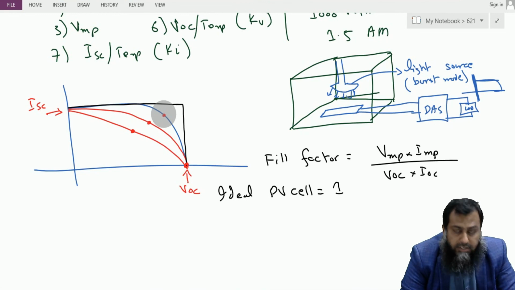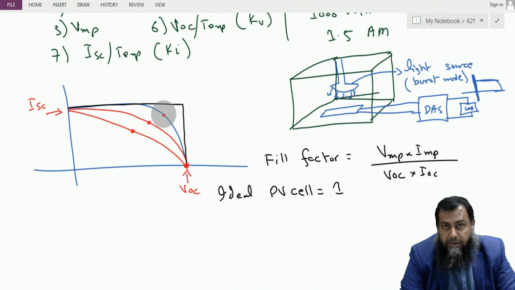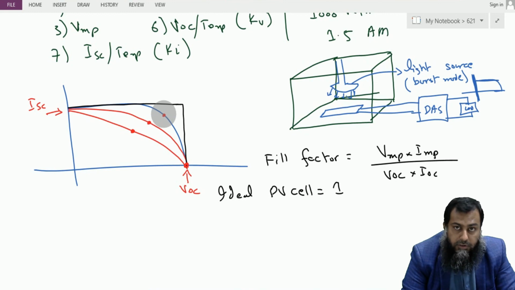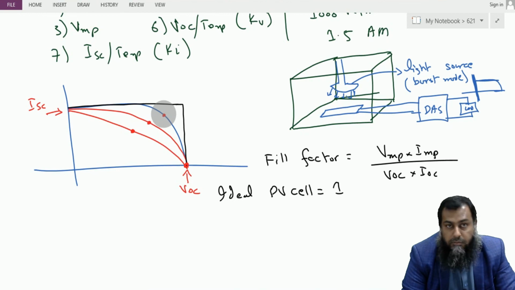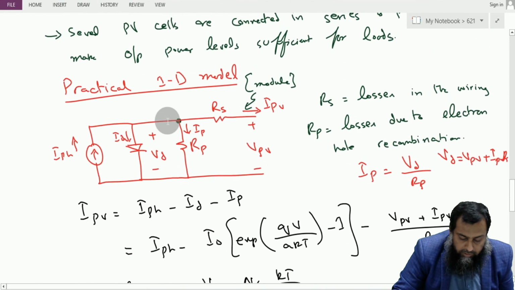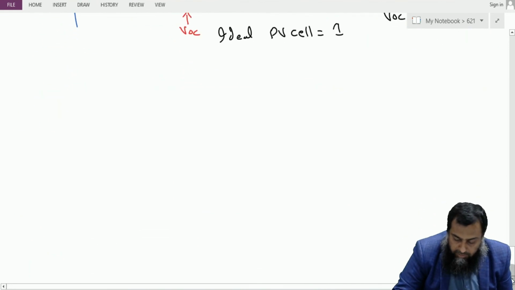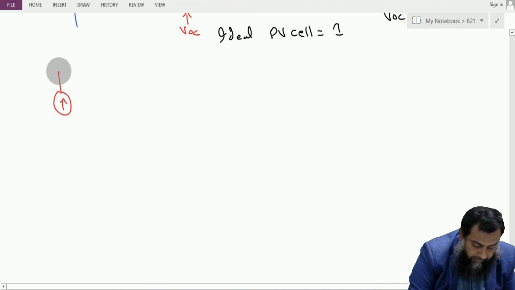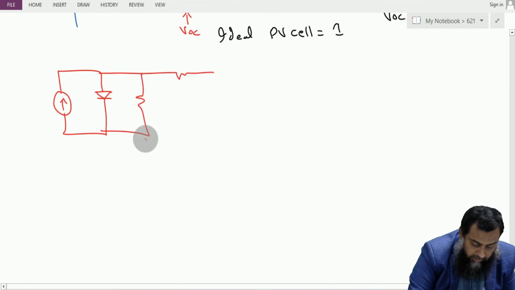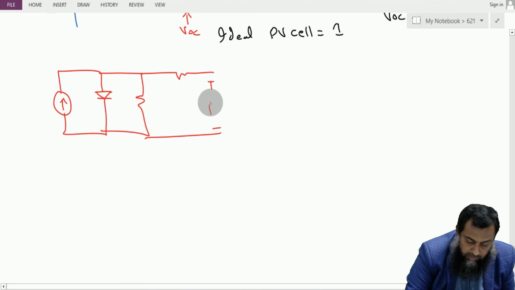So researchers have done a lot of work to enhance the fill factor, and for that they do experimentation with various new kinds of materials. And other manufacturing processes are advanced to enhance the fill factor of commercially available photovoltaic modules. Based on this particular equation of this particular model, we will wrap up this lecture after discussing the impact of the series resistance and the shunt resistance on the characteristics of a photovoltaic module.